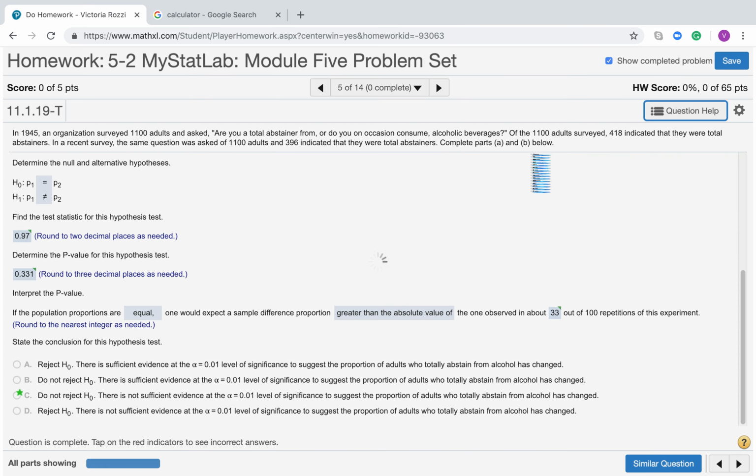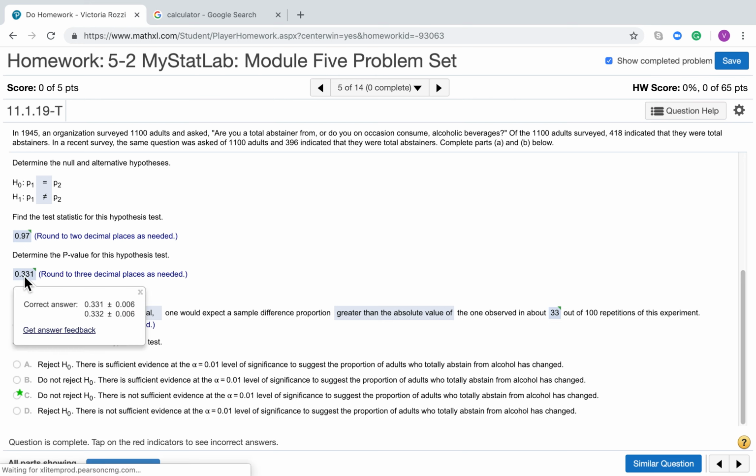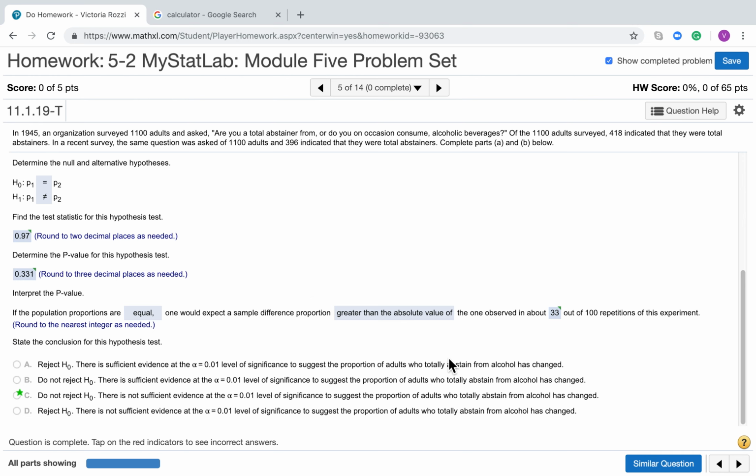So when we go here, if the population proportions are equal, this is your null hypothesis, equal, right? One would expect a sample difference to be greater than the absolute value, again, greater than, about 33 out of 100. The way they're getting that is this is 0.331, which is about 33 hundredths. They're just ignoring the 1 here. So always state the null hypothesis, which is going to be equal. We want it to be greater than, because we get more extreme. And 33 out of 100 is just this p-value, 33 hundredths.